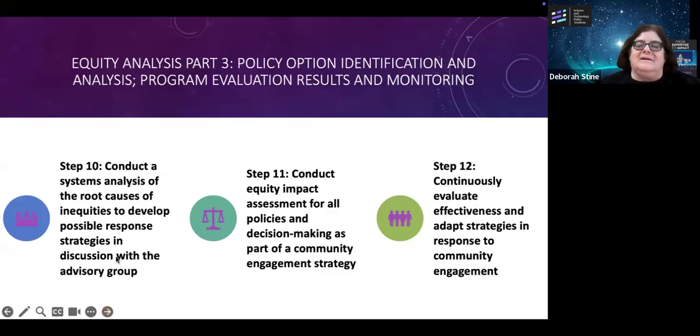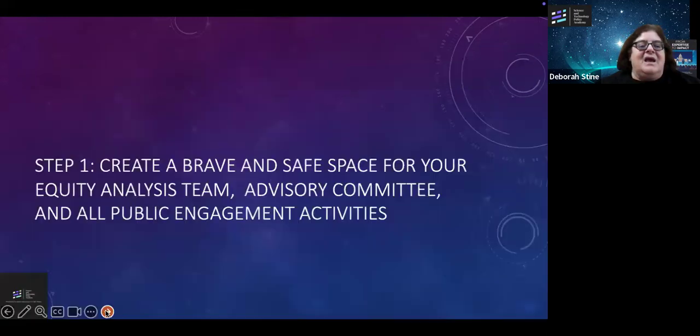which is conducting a systems analysis, looking at the root causes of the inequities, conducting an impact assessment for all the policies and decision making, and that needs to also be part of your community engagement strategy. And then doing continuous evaluation on the effectiveness and adapting, modifying the strategies in response to community engagement. So with that, I'm going to start with this first step.